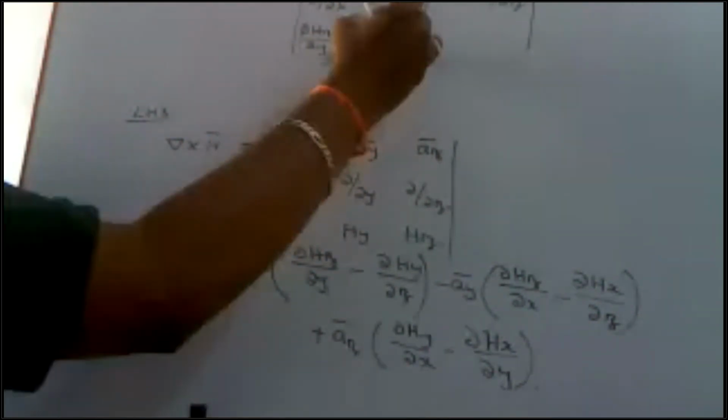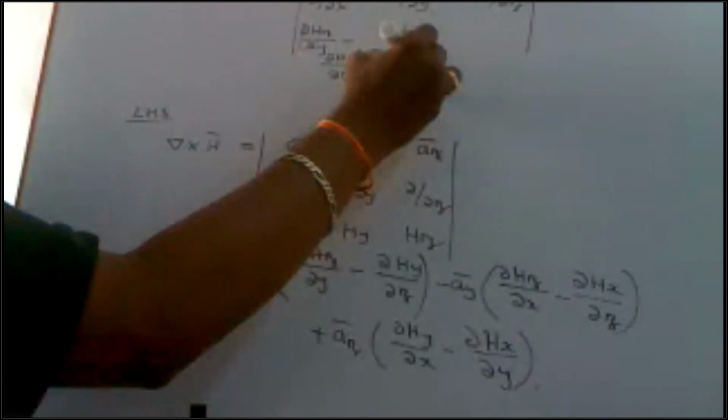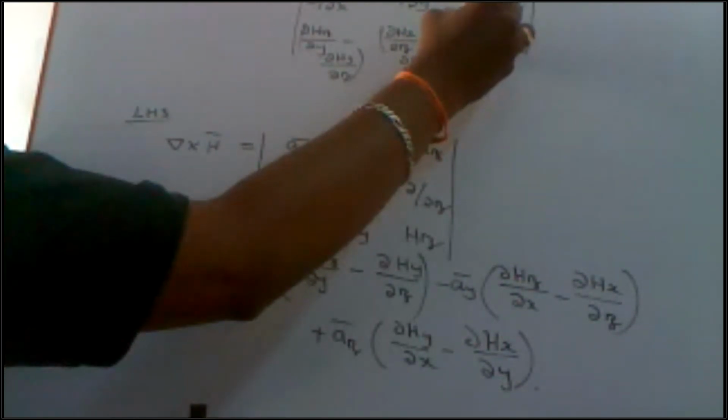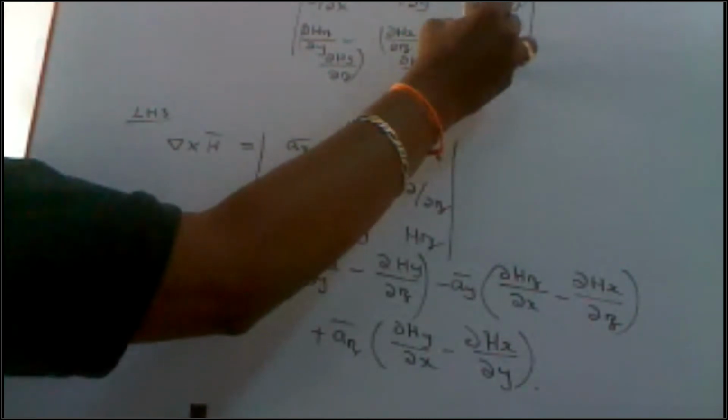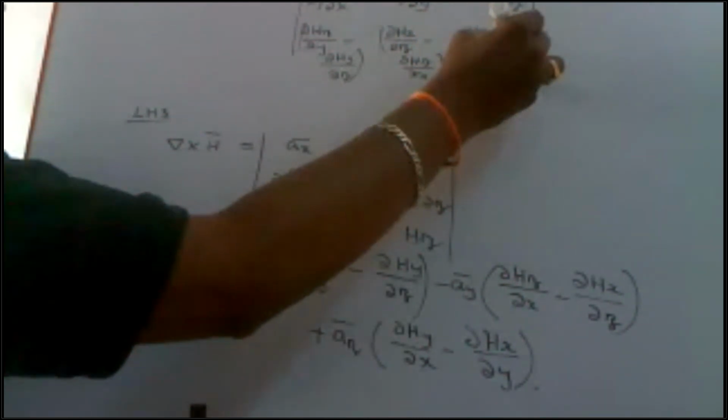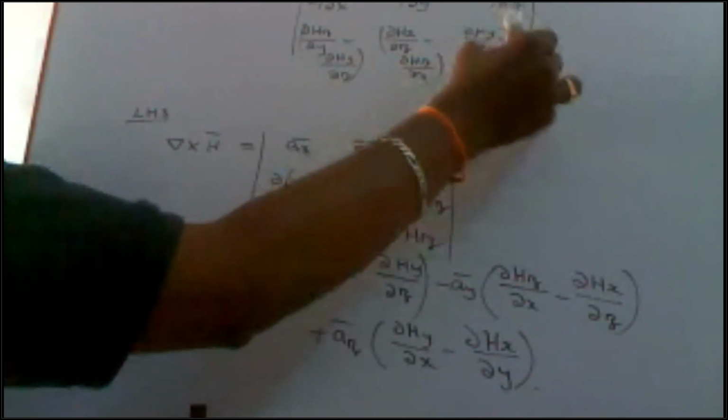So that minus has to be taken out. So once we take it, that term will come first: dou hx by dou z minus dou hz by dou x. Third term: dou hy by dou x minus dou hx by dou y. So in this principle, am I right?